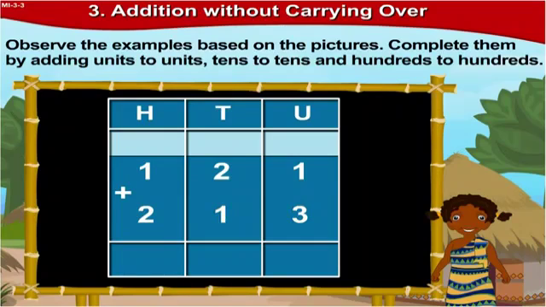We need to begin from the units column. 1 plus 3 would be 4 units. Now the tens. 2 tens plus 1 tens is 3 tens. And 100 plus 200 is 300. So the answer is 334.